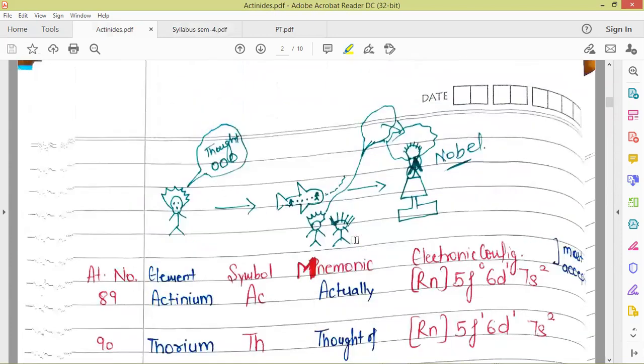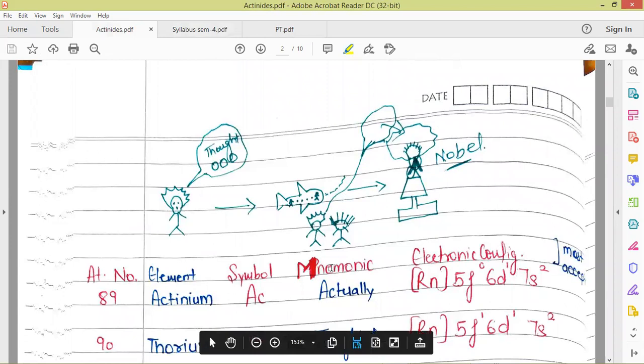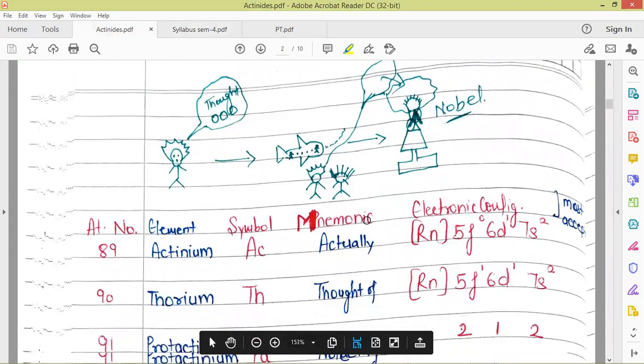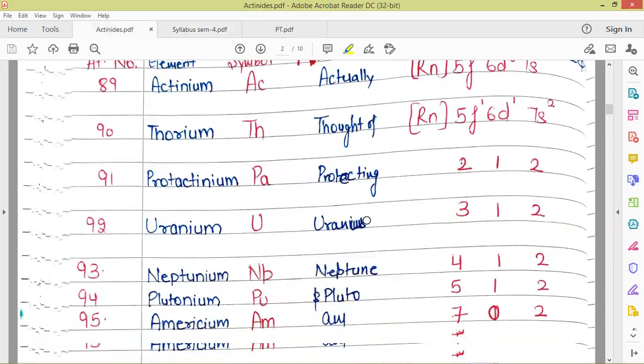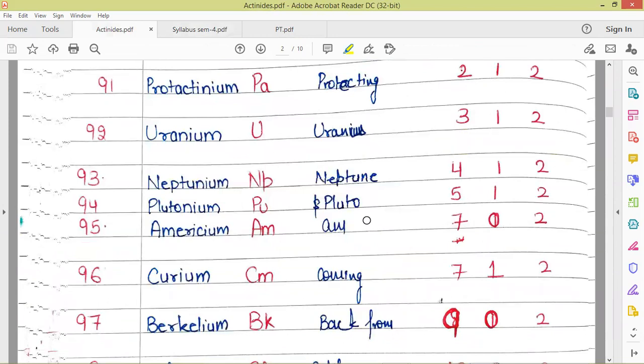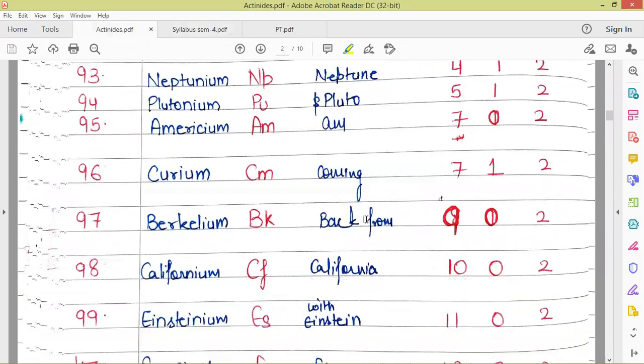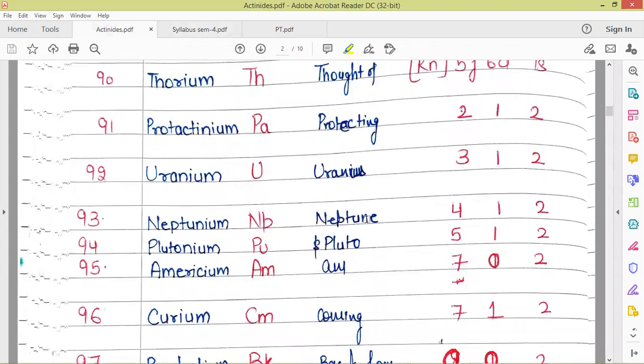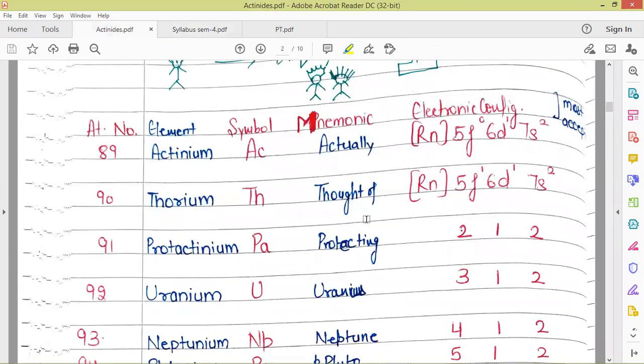This is an easy way, by creating a mnemonic. You can memorize this series in an easy way. Actually thought of protecting Uranus, Neptune and Pluto, I'm coming back from California with Einstein, then I have to take the Nobel. So this way you can memorize this series.